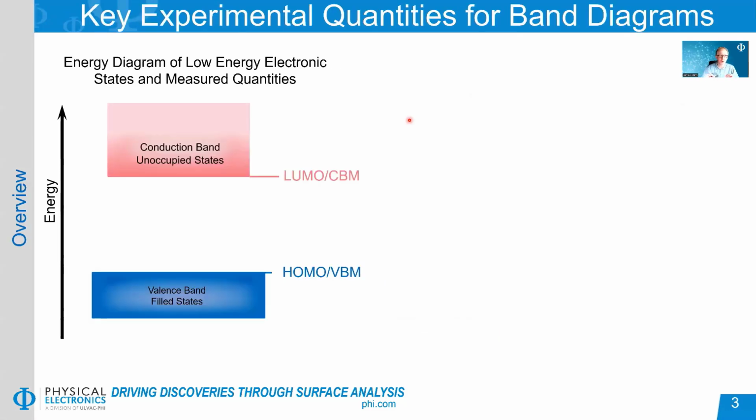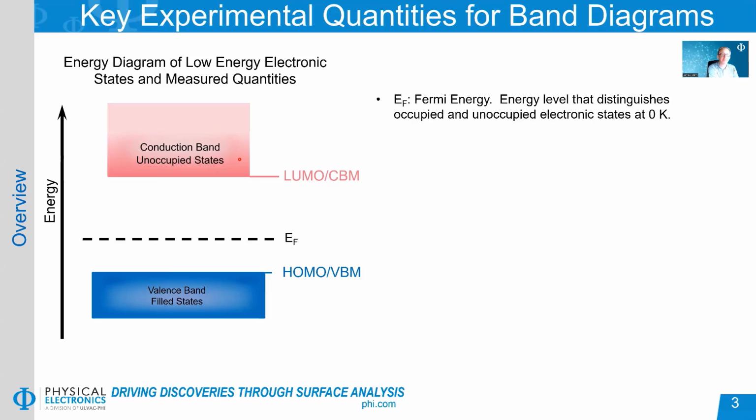Okay, so just a quick refresher. When we're talking about the band diagrams or the band structure information in our system, these are the things that we're looking for with these three techniques. We have a valence band that has electrons occupying it. They go up to the valence band maximum or a HOMO type level. We have unoccupied states that you can put electrons into. And the things that we're going to directly measure are the Fermi energy. And that's just the energy level that separates the occupied from the unoccupied electronic states.